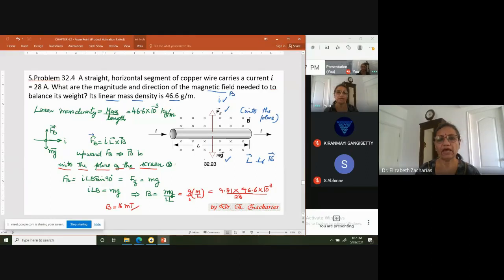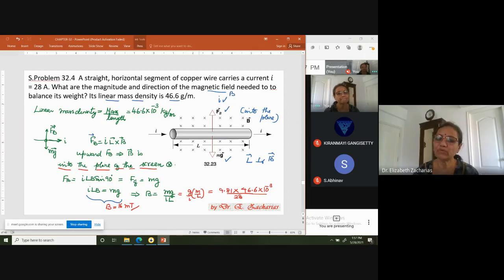And what is the downward force? Downward force is mg. So we can simply say that the magnitude of these two forces should be equal. Or we can say that B is equal to mg by IL. Now you see here, we are going to slightly club together some terms. What are we going to do? Let's write g by I separately and then put m by L in a bracket. What is m by L?